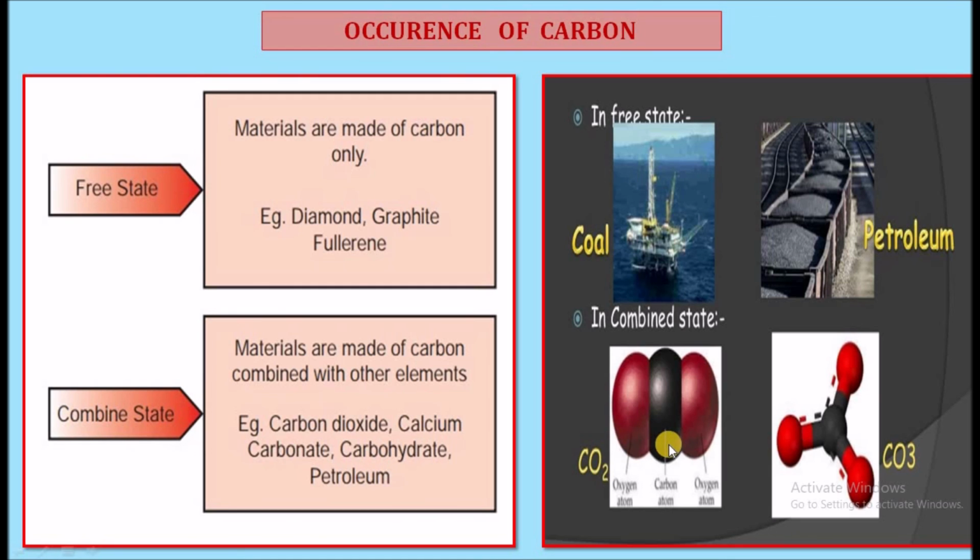Here you can see the example of carbon dioxide and carbonate. CO2, here one atom of carbon is there, along with that two oxygen atoms are there. So it occurs in combined state. When we talk about the carbonate molecule, here along with one carbon atom, three oxygen atoms are present. So it also occurs in combined state.